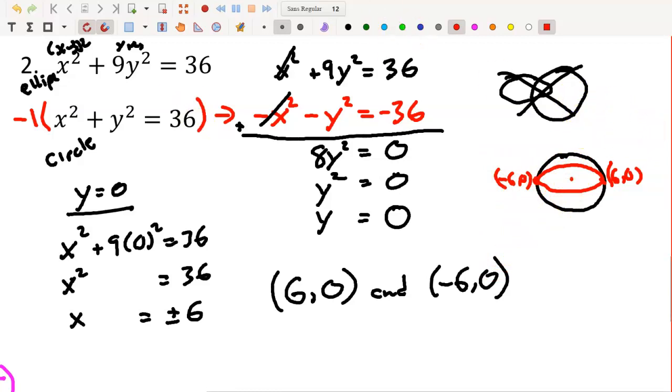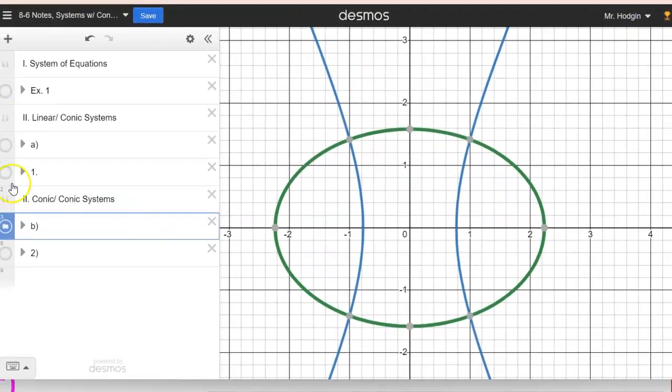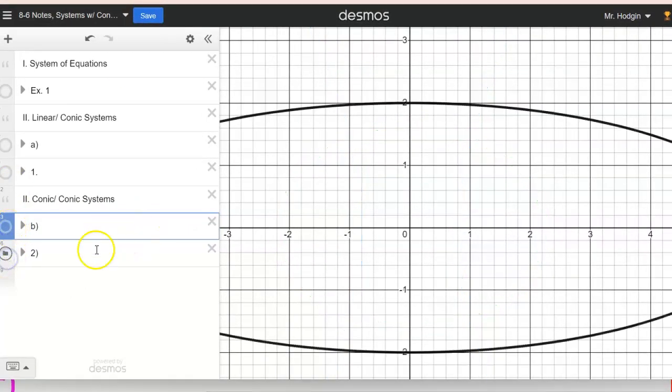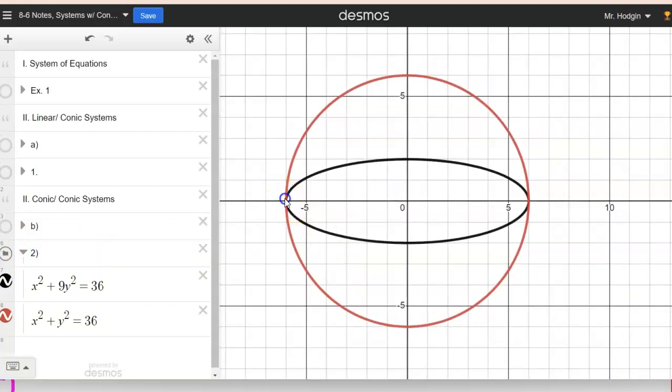And ultimately, if that doesn't work, or you can't remember, go to Desmos, type in both equations, and there you have it. Okay? Alright, I know that was a little bit long, but we are at the end. Let me put up the homework and let you guys relax for a little bit.